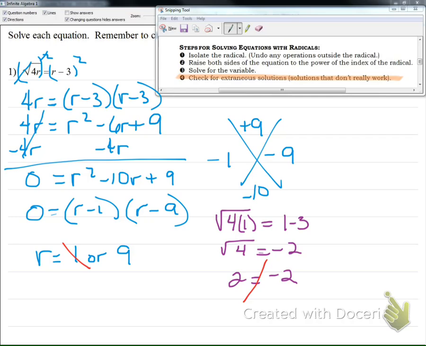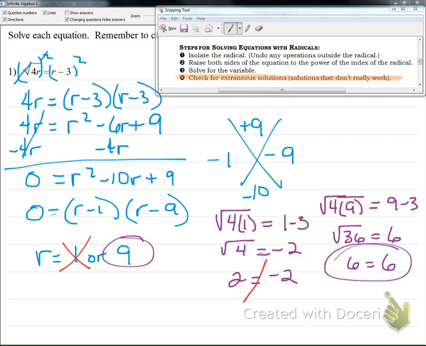Let's try the second answer, 9. We're going to replace the r with 9 everywhere we see the variable r. So the square root of 4 times 9 equals 9 minus 3. Simplify what's under the radical. 4 times 9 is 36. 9 minus 3 is equal to 6. The square root of 36 is 6, which does in fact equal 6. Therefore, 9 is the solution. So this problem right here has only one solution, and that's positive 9.